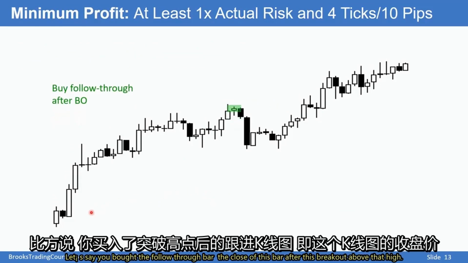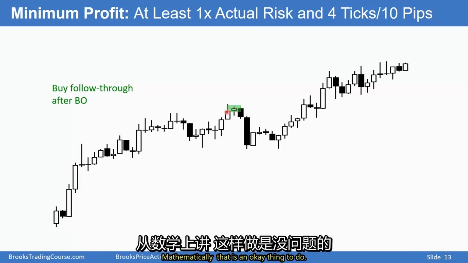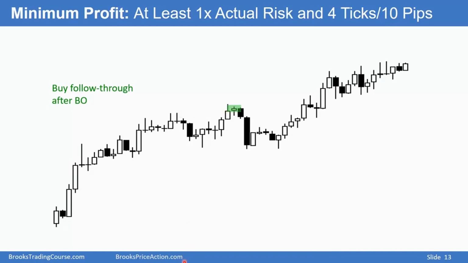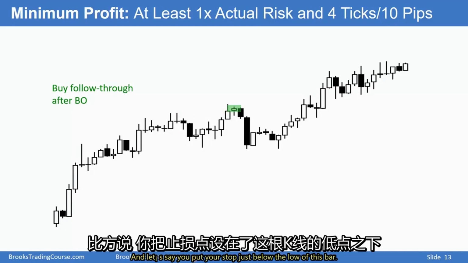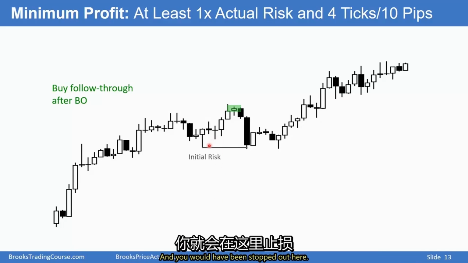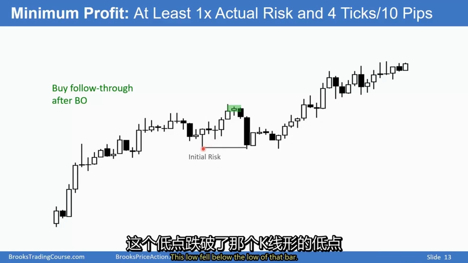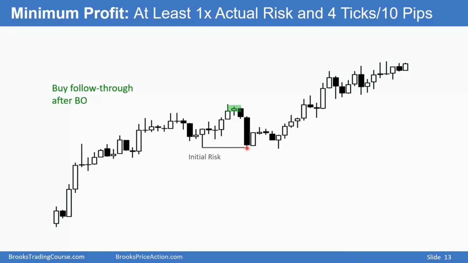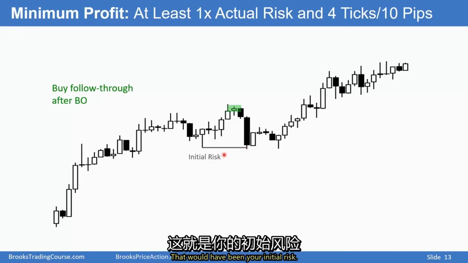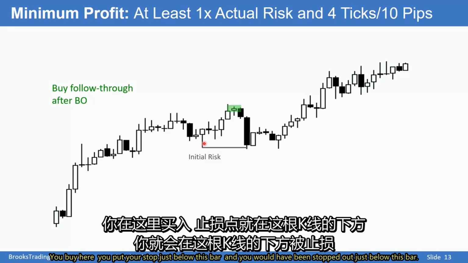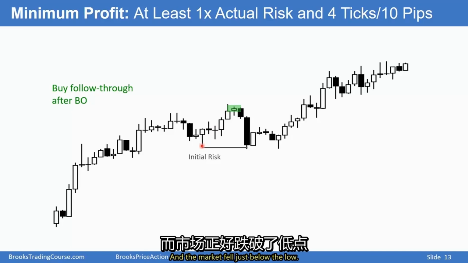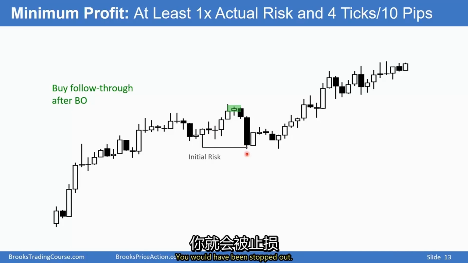We have a bull trend. Let's say you bought the follow-through bar, the close of this bar after this breakout above that high. Mathematically, that is an okay thing to do. And let's say you put your stop just below the low of this bar, and you would have been stopped out here. This low fell below the low of that bar. That would have been your initial risk. You buy here, you put your stop just below this bar, and the market fell just below the low, you would have been stopped out.